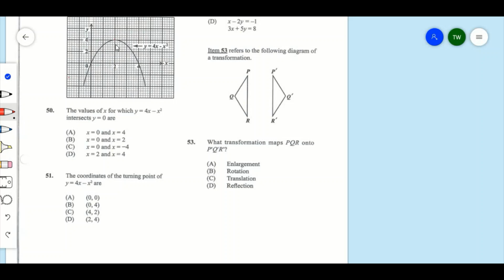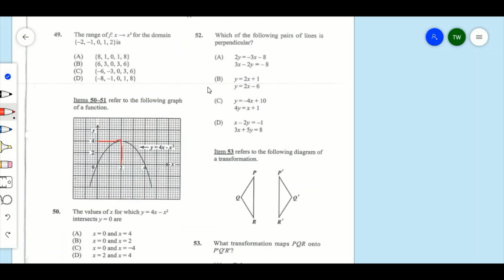Now, in order to get the coordinate, you need to read the x value. So if I draw a straight line from here going onto the x-axis, that will give me 2. And if I draw a straight line going horizontal, going towards the y-axis here, that will give me 4. So therefore, the turning point is going to be 2, 4. So our answer is going to be D.